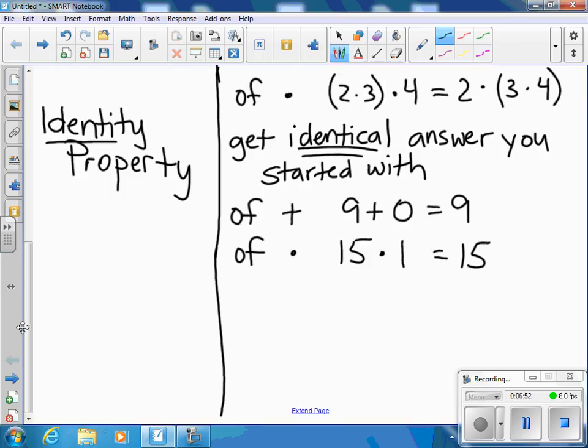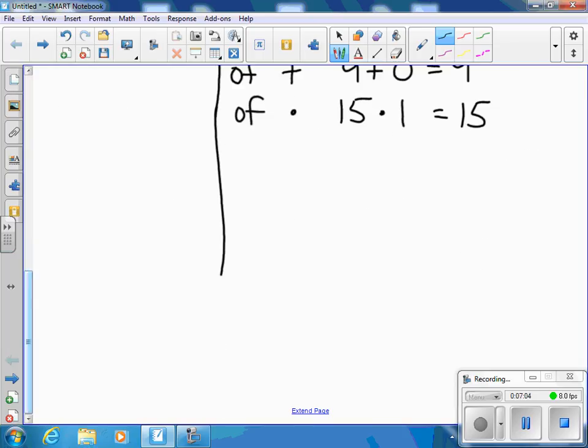So you have to look at the left side and the right side and see how you are getting that identical answer. Are you adding 0 or are you multiplying by 1? And those are known as your identity properties. All right, so now that's 6 of them out of the way. We've got 4 more to cover.